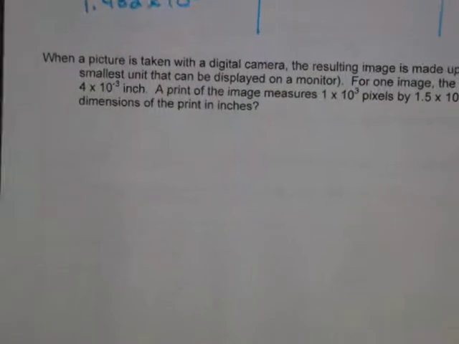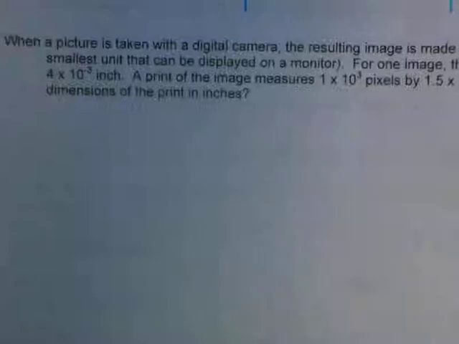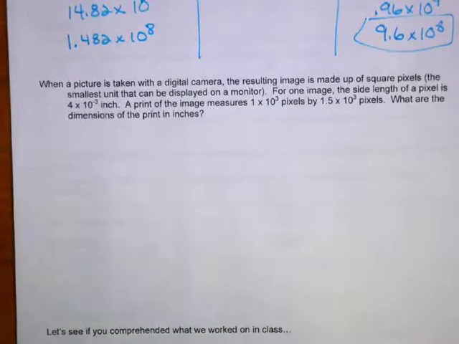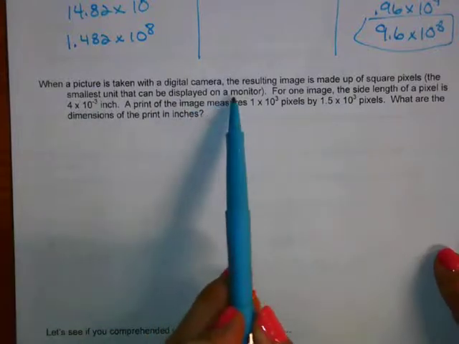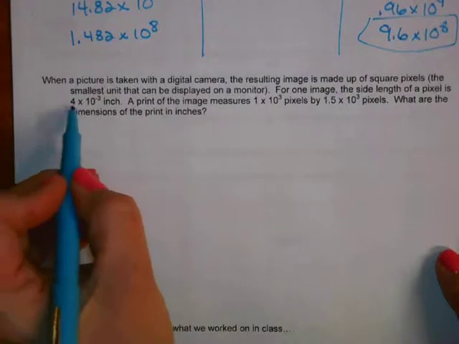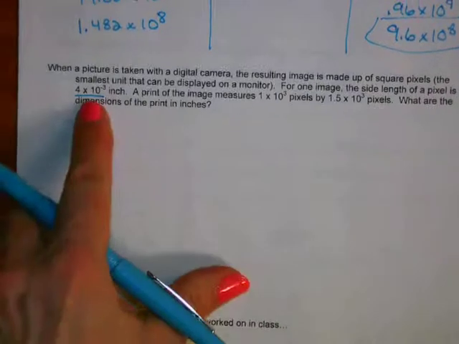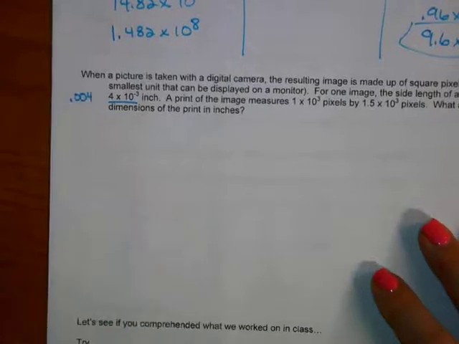Okay. This one has a lot of words. It's not really that bad, though, I promise. When a picture is taken with a digital camera, the resulting image is made up of square pixels, which are really, really tiny. You've heard of the word pixel before? Yeah. Different cameras have more pixels, give you better pictures. The smallest unit that can be displayed on a monitor. For one image, the side length of a pixel is 4 by 10 to the negative 3. So those really tiny squares, they're saying that's how long its side length is, which is really a small number. Of an inch.